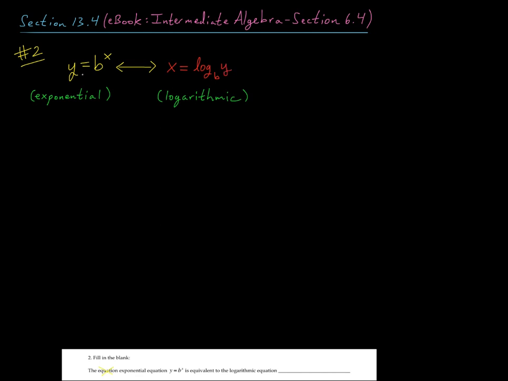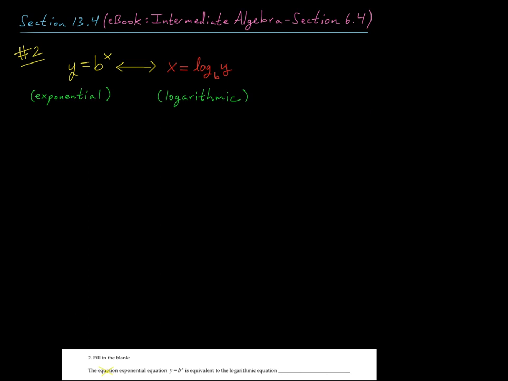And so we see that the exponential statement y equals b to the x is equivalent to the logarithmic statement that x is equal to log base b of y. And if I'm thinking input-output here, x being the input and y is the output, notice that by converting to the logarithmic statement, I'm now saying that the input x is equal to the log base b of the output.